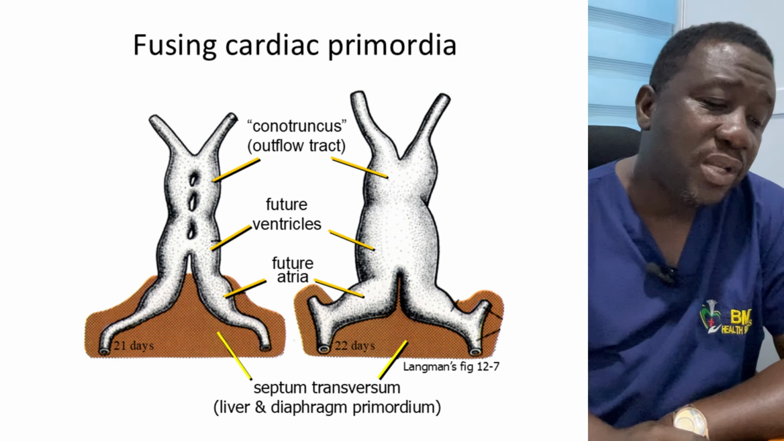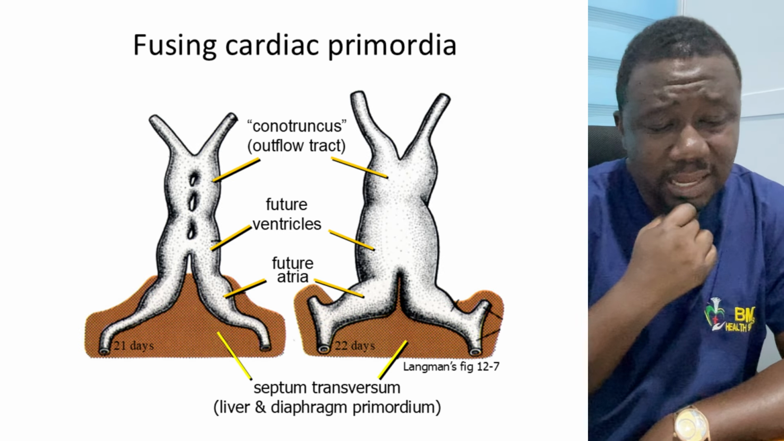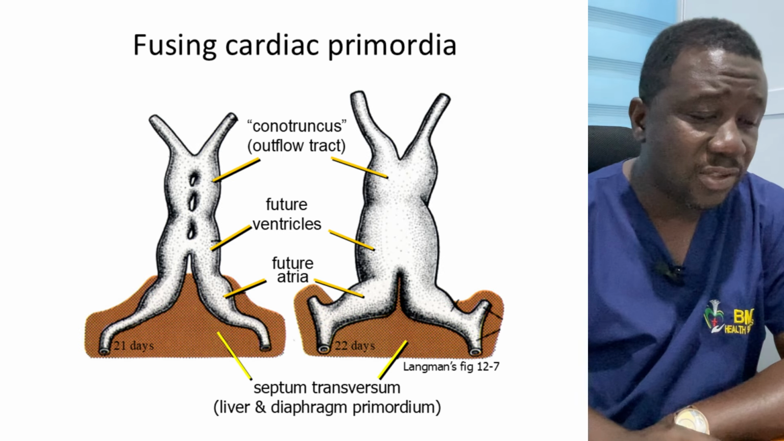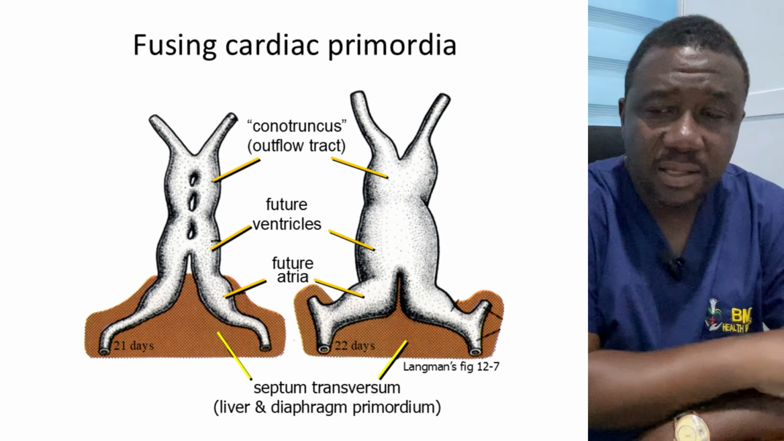Remember, what is shown here, the tubular heart, the space around it is the pericardium. So we're not going to talk about the space. We are going to talk about the tubular heart alone. Okay? So on the screen is the fusing cardiac primordia. So primordia means the genesis of the heart. Now, if you look at the tubular heart, we say 21 days. So this is after 3 weeks. Okay, 3 weeks.